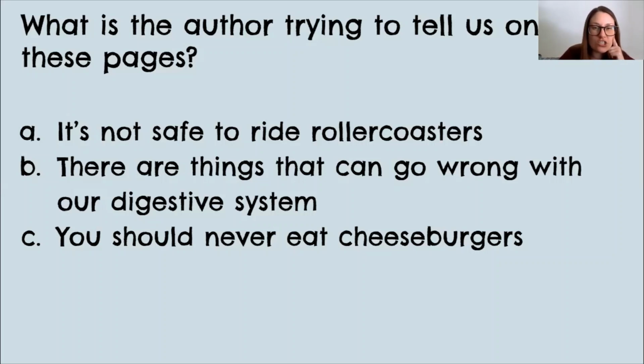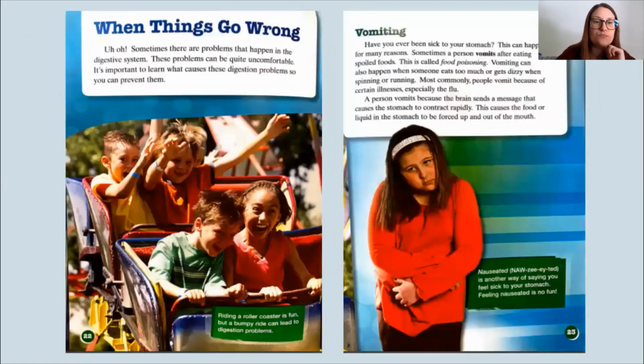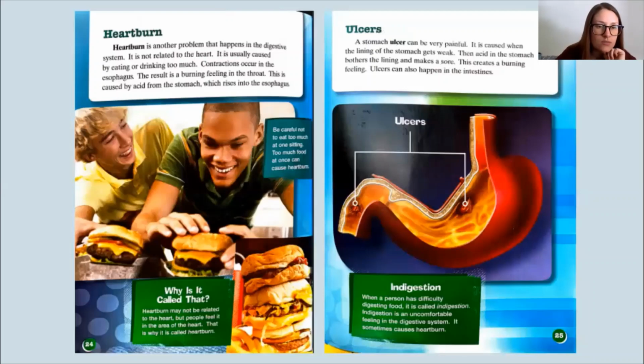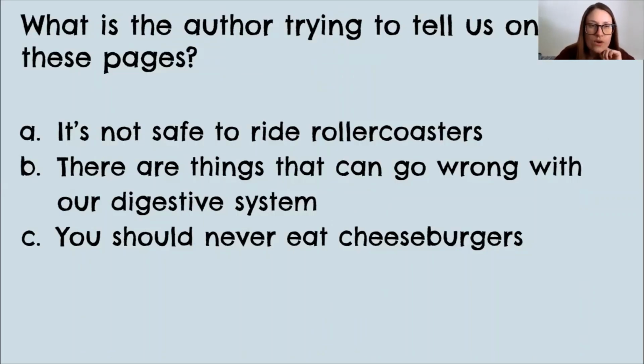What were those pages trying to tell me? Let's look again. When things go wrong: vomiting, heartburn, ulcers. What are they trying to tell me? Think about it. Get your answer in your brain. Give me a thumbs up when you've got it.